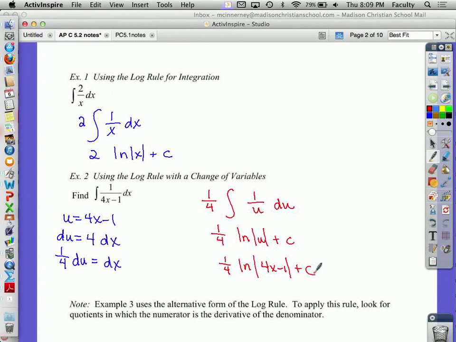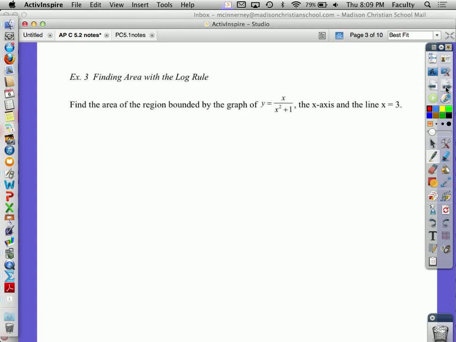All right, example 3. It says find the area of the region bounded by the graph of y equals x over x squared plus 1, between the x-axis and the line x equals 3. So what we're going to want to do is try and draw this graph.